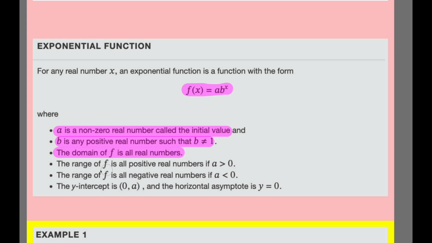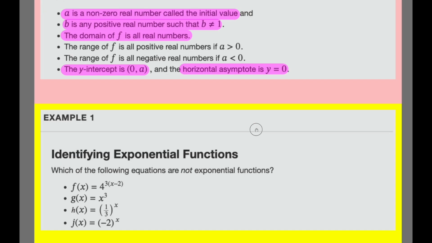The range, I'm not going to worry about so much. It's based on the a value. You can kind of read it there, but we're not going to be doing problems with it or anything like that. The y-intercept is if you plug the 0 in for x, you get the y-intercept. It's always going to be a. That makes it easy. The horizontal asymptote is always going to be y equals 0 for this form. And we'll talk about that in the next video.